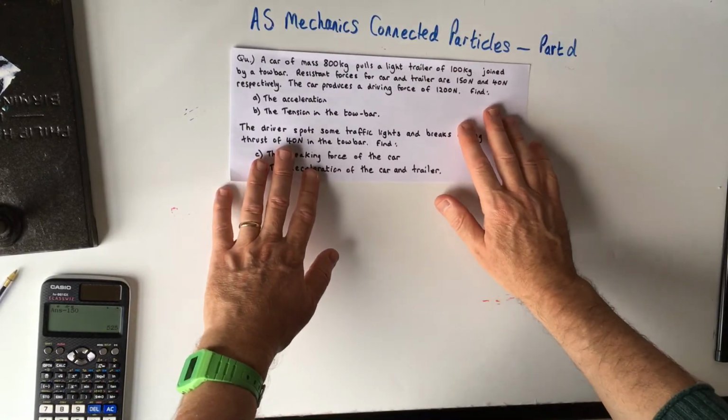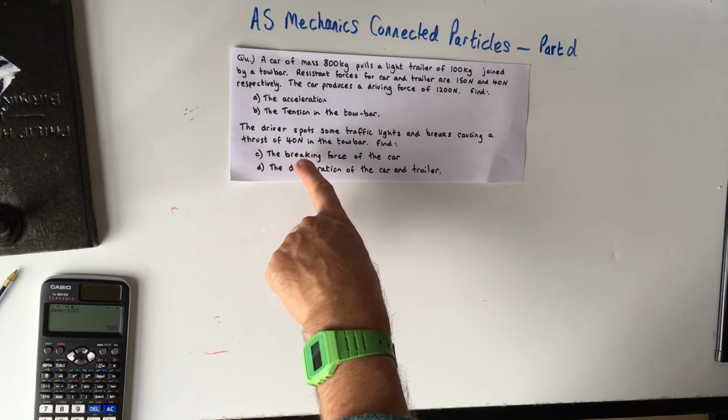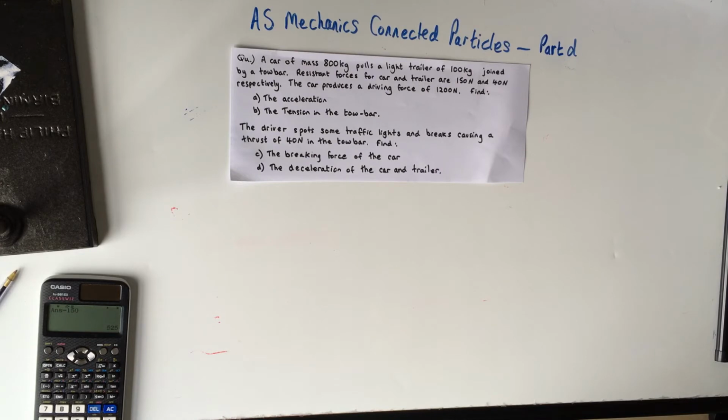It's the same sort of question as the one I've just done. A car of mass 800 kilograms pulls a light trailer of 100 kilograms, joined by a towbar. There are resistant forces for the car and the trailer. So I've given you two resistant forces for those, put them on, and the driving force, same as the question I did. This time I've given you the thrust in the towbar, and you've got to find the braking force of the car, so the force that the brakes create to slow the car down, and the deceleration of the car. Okay, so put it on pause and have a go at that question.